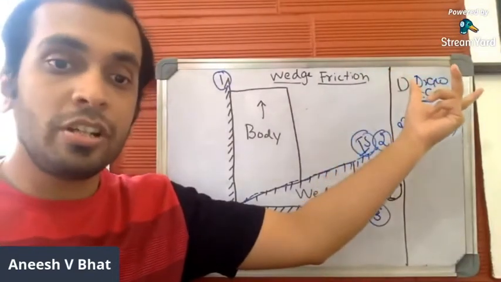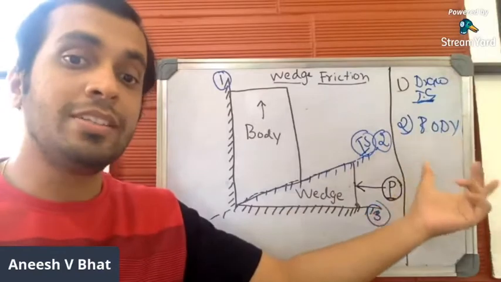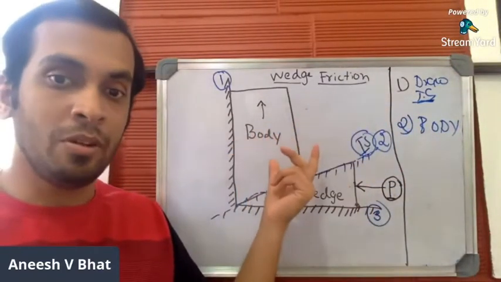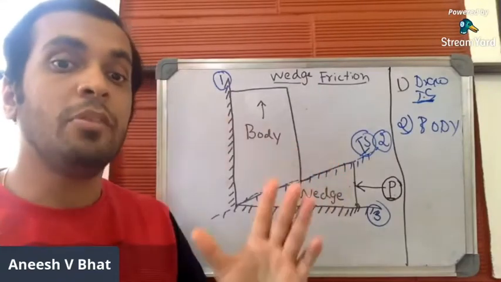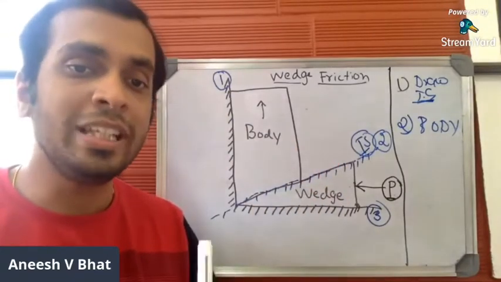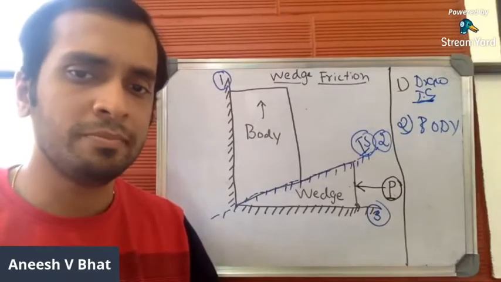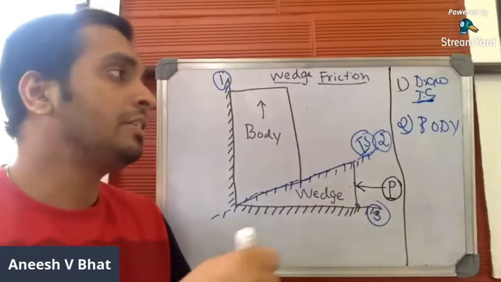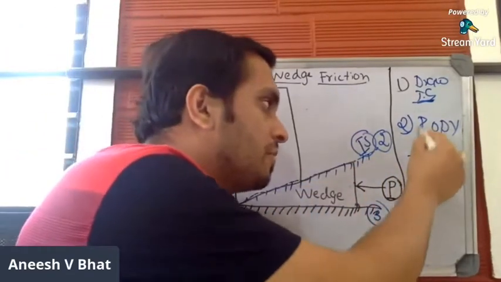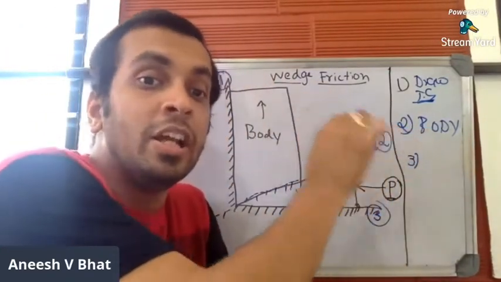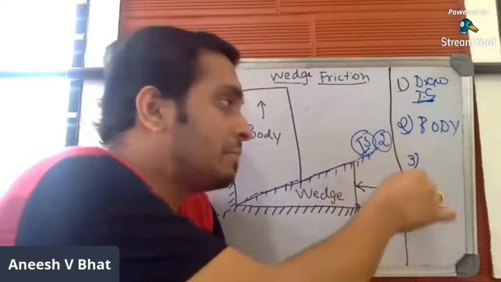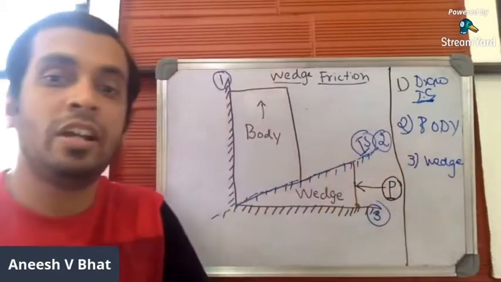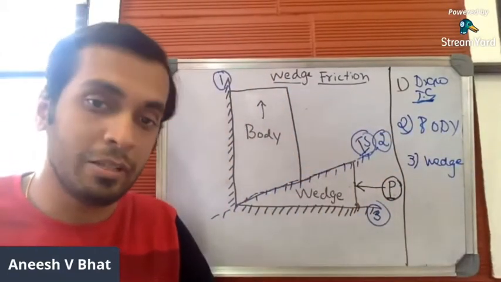So step number 1 is to draw the imaginary surface, and in step number 2, you will consider only the body, and you will draw the free body diagram of the body. And in step number 3, you will be considering only the wedge and you will be drawing the free body diagram of the wedge.